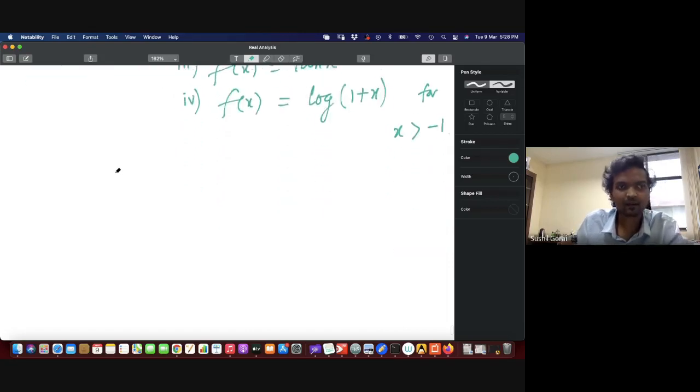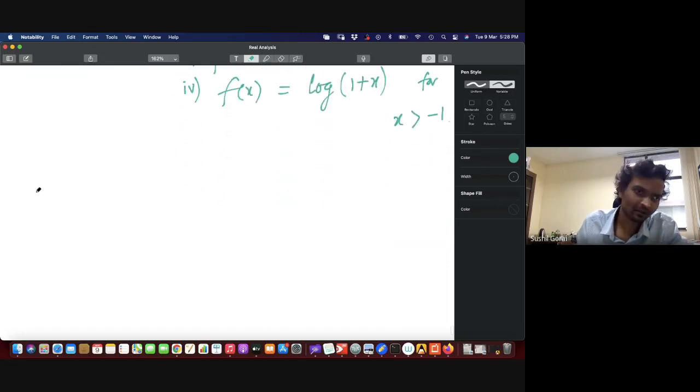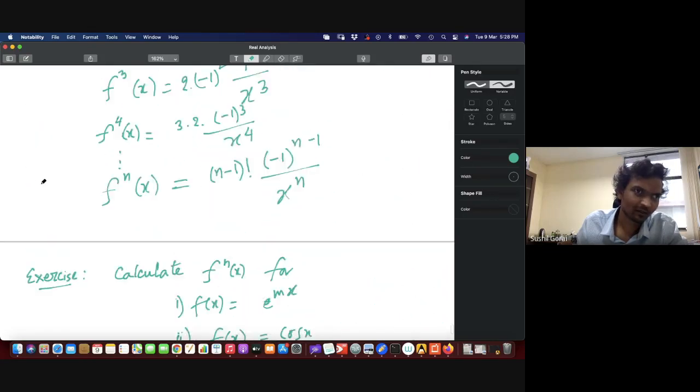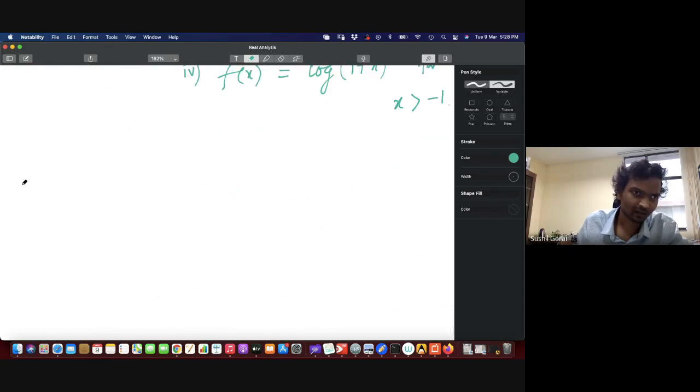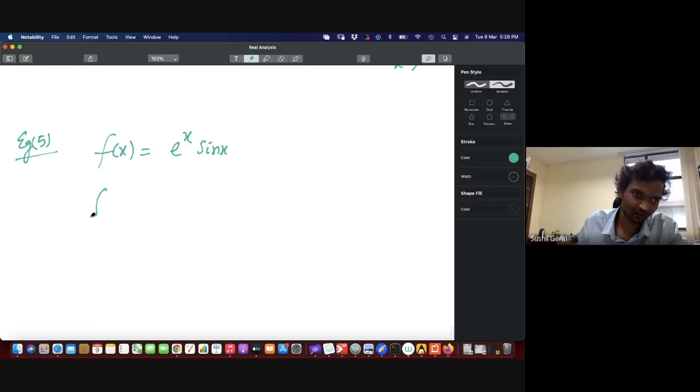Now suppose you have a function. Example 5: suppose f(x) is e to the power x sin x. Then what will be f^(n)(x)?